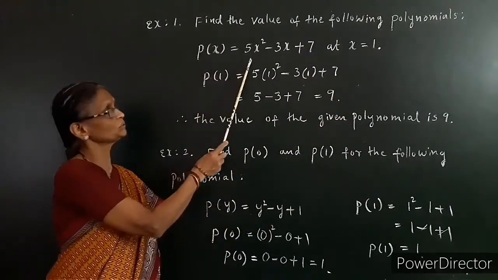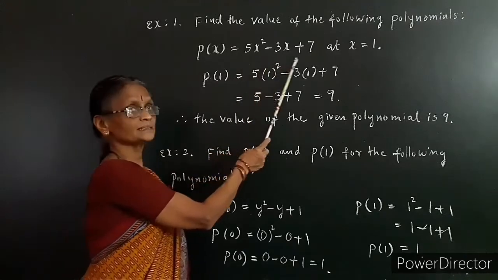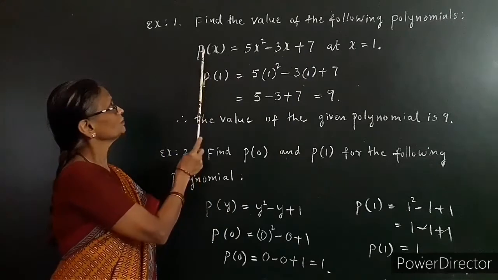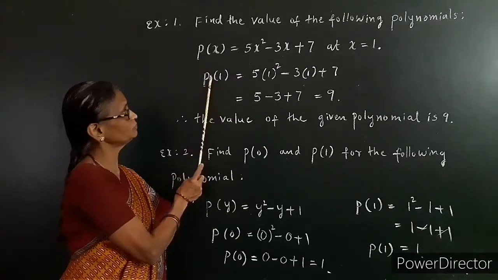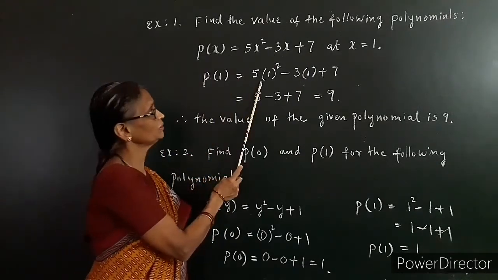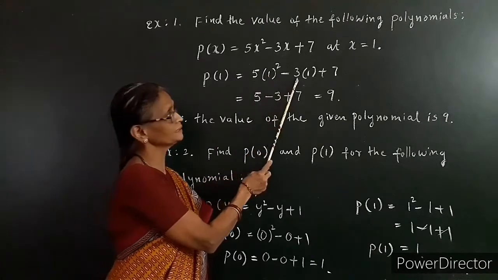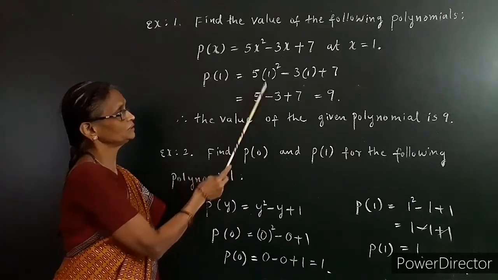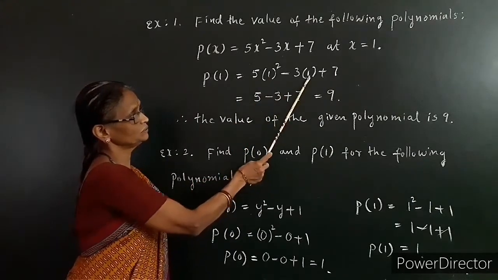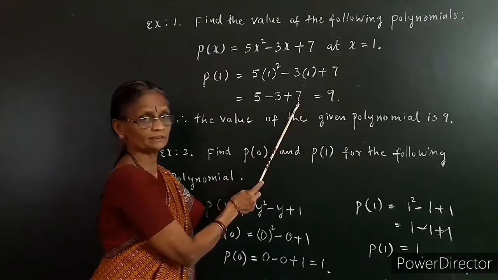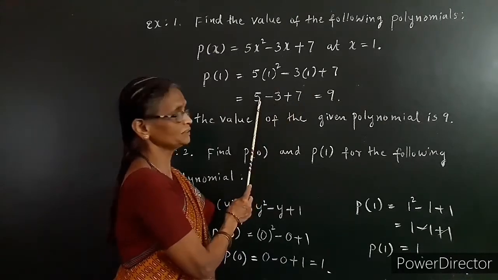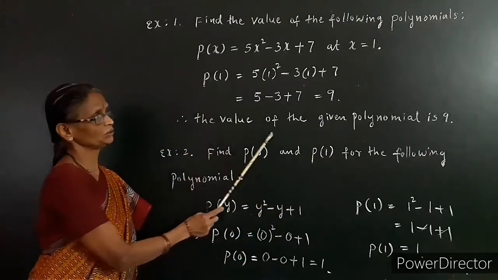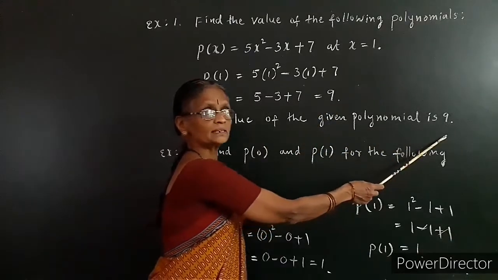Now p of x equal to 5x square minus 3x plus 7 at x equal to 1. We replace x by 1, we get p of 1 equal to 5 into 1 power 2 minus 3 into 1 plus 7. 1 into 1 is 1, 5 into 1 is 5, minus 3 into 1 is 3, plus 7. Add up: 7 plus 5 is 12, 12 minus 3 is 9. Now the value of the given polynomial is 9.